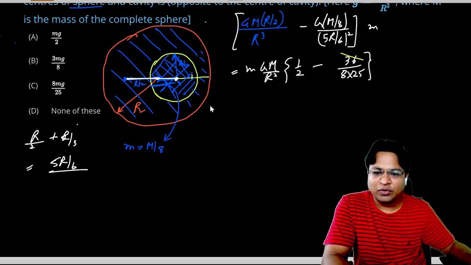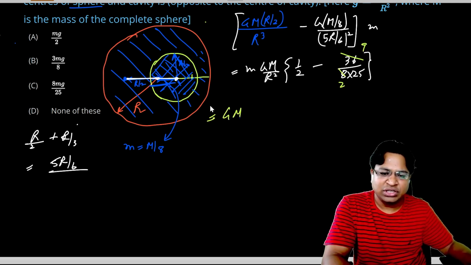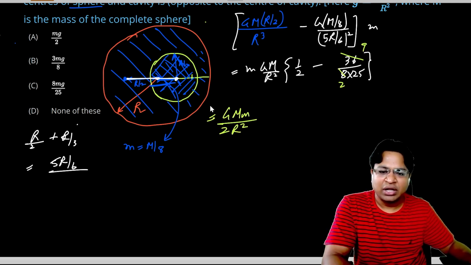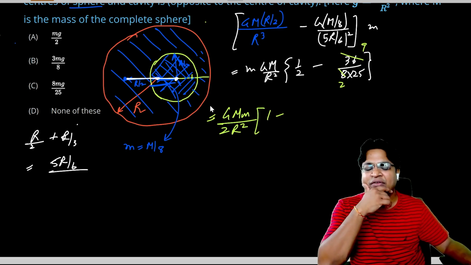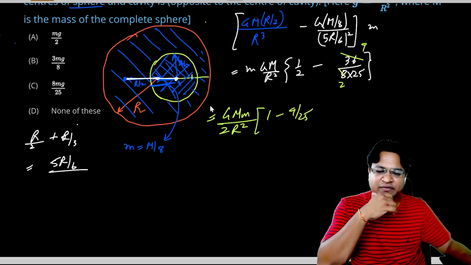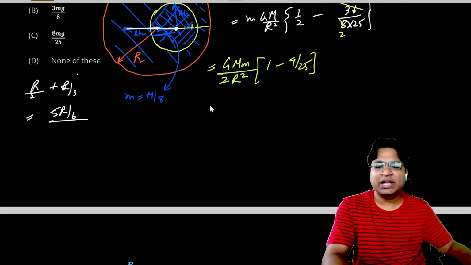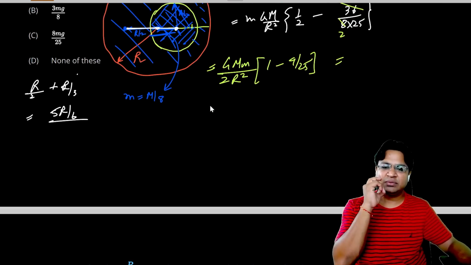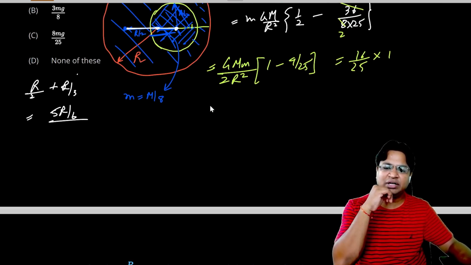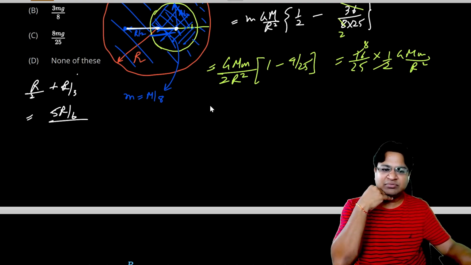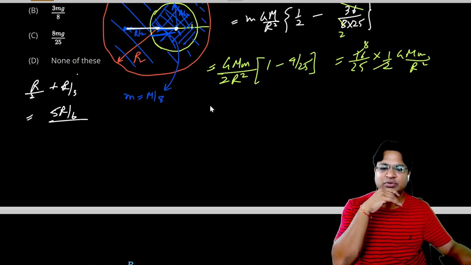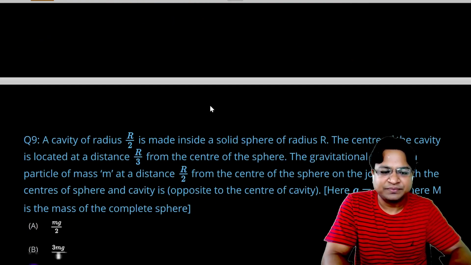So 4 times 9, 4 times 2. I'll take 2 out as the common quantity. So GMm by 2r square, and then 1 minus 9 by 25. So this will become, 25 minus 9 is, no, 16. So 16 by 25 into 1 by 2 GMm by r square. So this becomes 8 by 25 mg, because this GM by r square is small g. So 8 by 25, so option C is the right answer here.